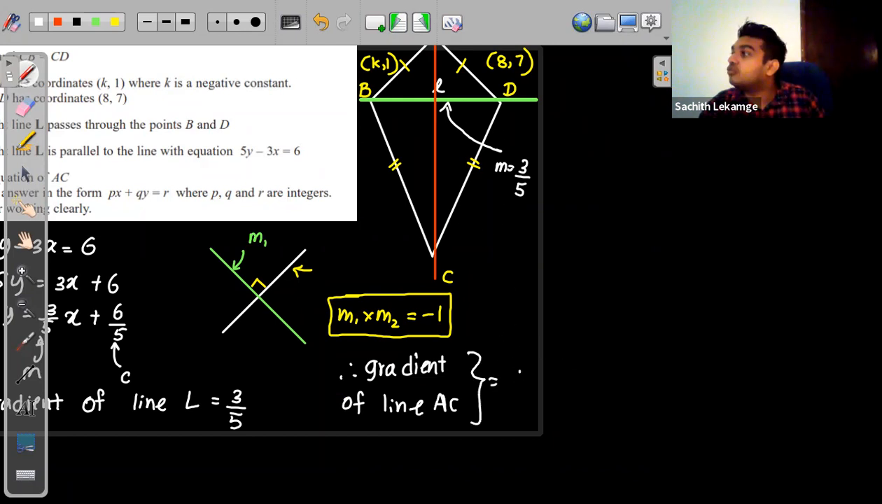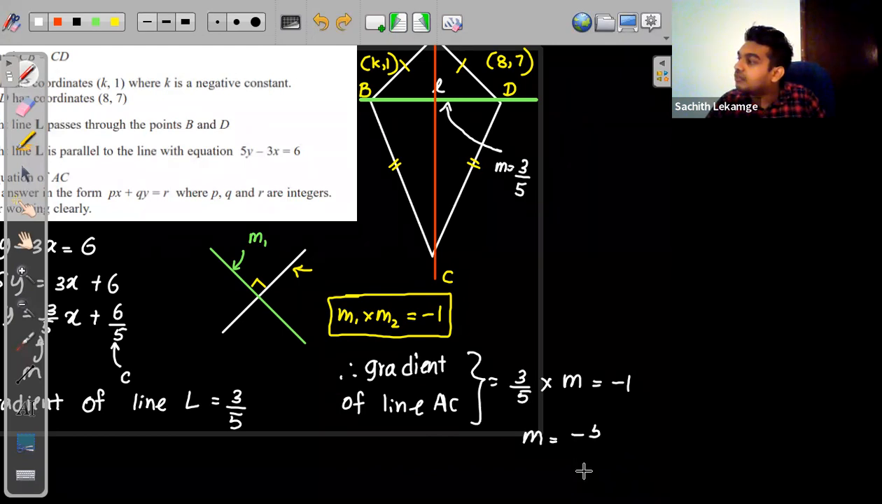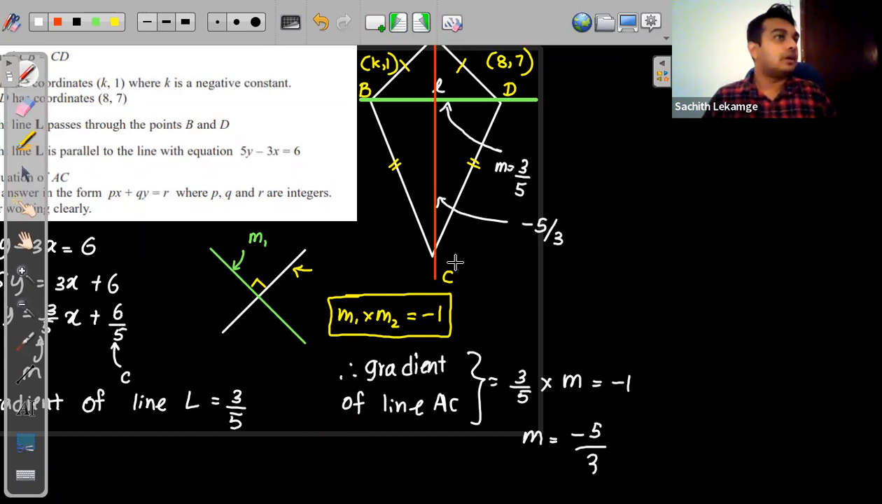I know the gradient 3 over 5 times the AC gradient, if I take it as M, should be equal to minus 1. Now I'm taking this 3 over 5 to the other side. What happened? Reciprocal, upside down. So M equals minus 5 over 3. Found the gradient. What is the gradient of this line? Minus 5 over 3. Got it?